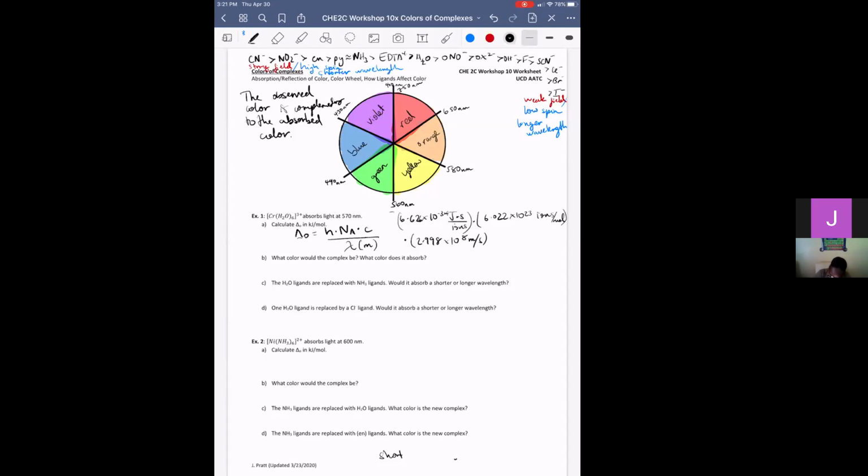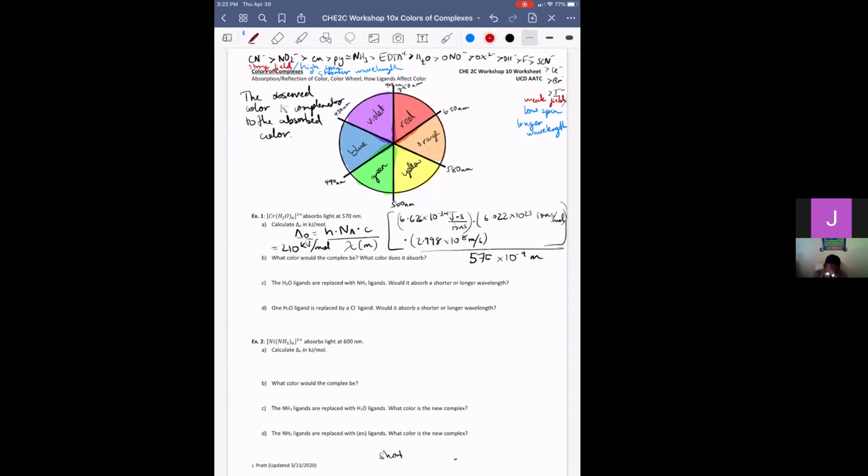And then we'll take that entire numerator and divide it by our denominator, which will be our wavelength in units of meters. So we'll take our 570 nanometers and get rid of the units of nanometers. We want it in units of meters, so we'll multiply it by 10 to the power of negative 9, and that will be our value in units of meters. And when we calculate that, we should get a delta O of 210 kilojoules per mole.